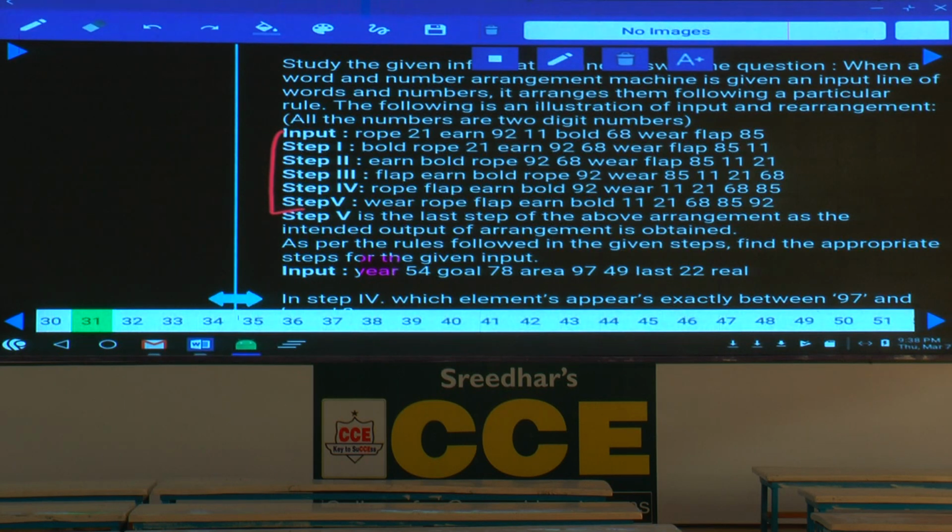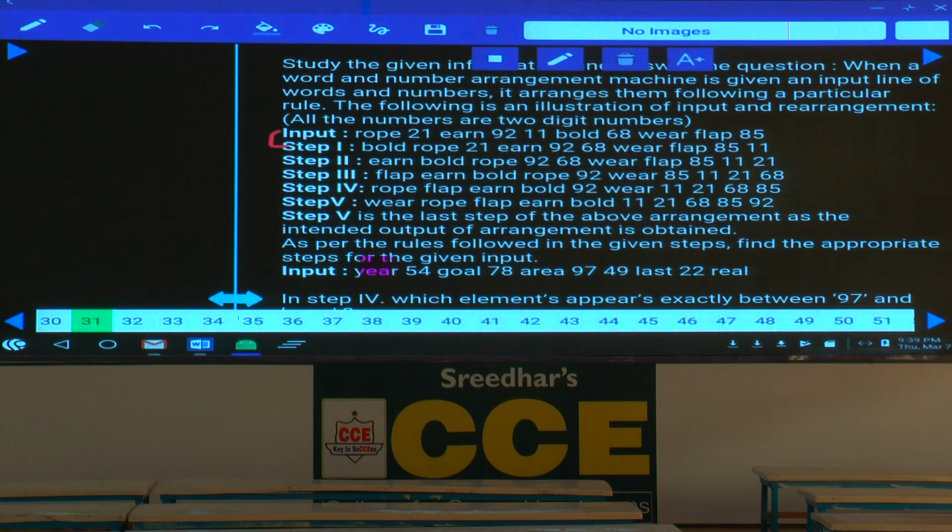Step 5 is the final output, isn't it? Then in this one, first the 5 words are arranged in the descending order: rope, flap, urn and bowl. These 5 words are arranged in the descending order, isn't it? And 11, 21, 68, 85, 92, the numbers are arranged in the ascending order. All the words are arranged in the descending order and the numbers are arranged in the ascending order. Now this is the logic. Then we need to identify the pattern followed in this.